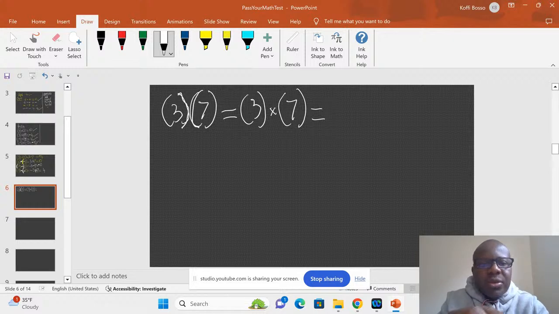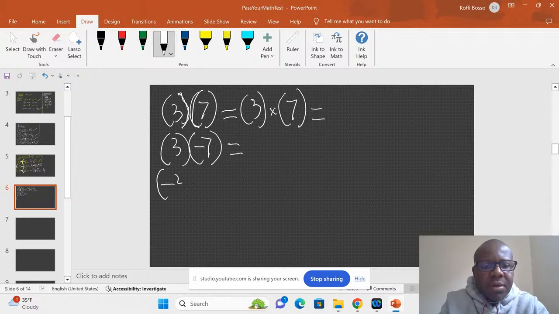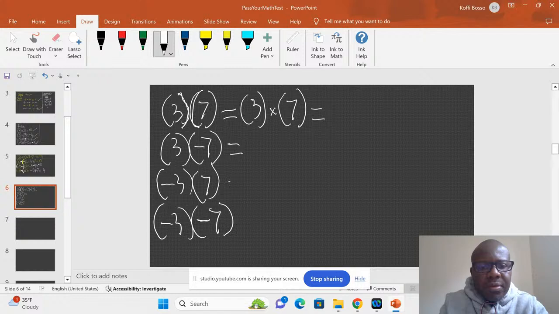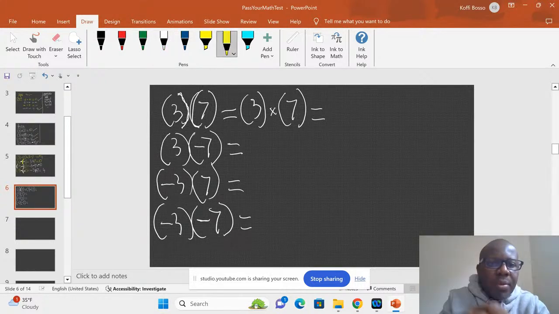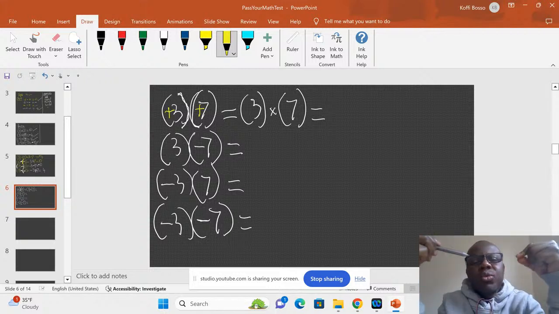a multiplication. So now take 3 multiplied by negative 7. I take negative 3 multiplied by 7, and I take negative 3 multiplied by negative 7. Okay, so let's see what's going to happen here. So when I say 3 multiplied by 7, 3 inside is positive. Even the 7 also positive. So I'm multiplying two positive numbers. So the result will be positive number.